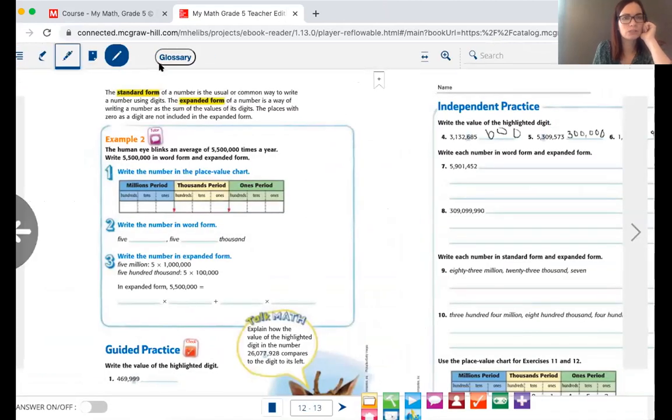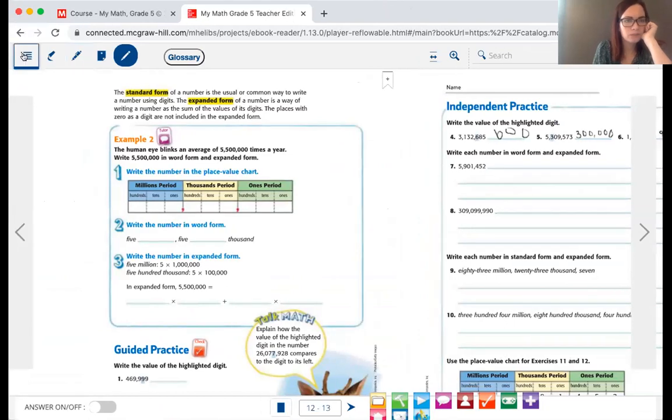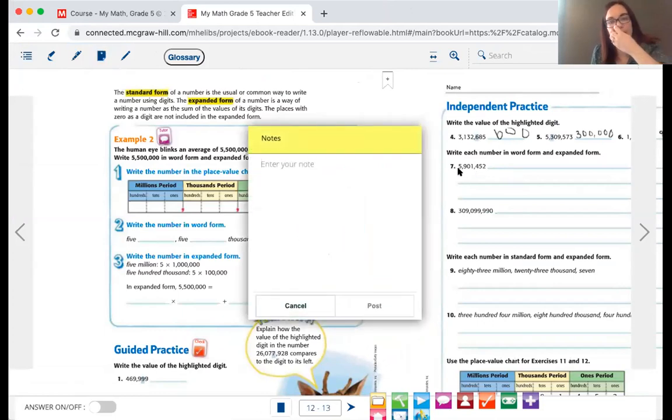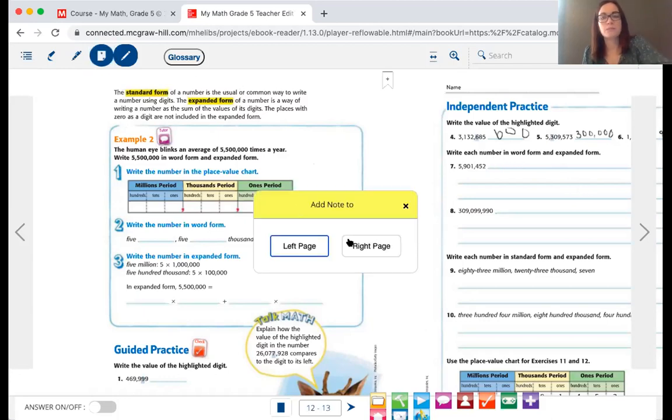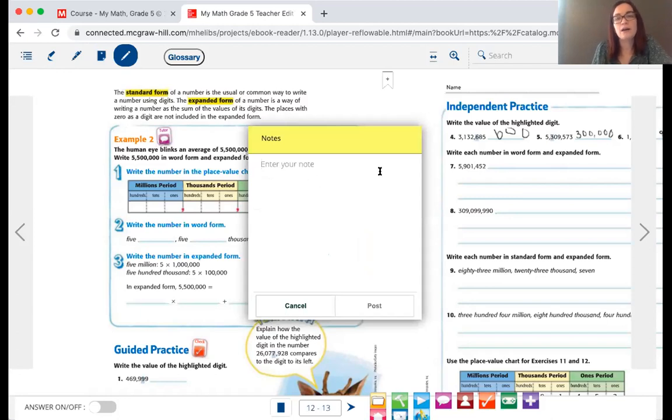But to write it in word form, let me go back to my tools. I'm going to see if I can get a text box. Let's see if I can draw one. Okay. So to write a number in word form, I have to be able to say it. So I have a 5 and I have to think of what place value it's in. So I'm going to write the number first. So that's a 5. And I know that's in the millions place.